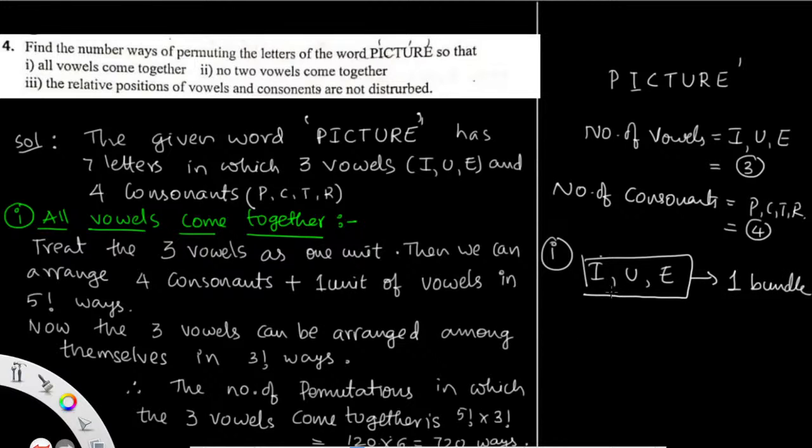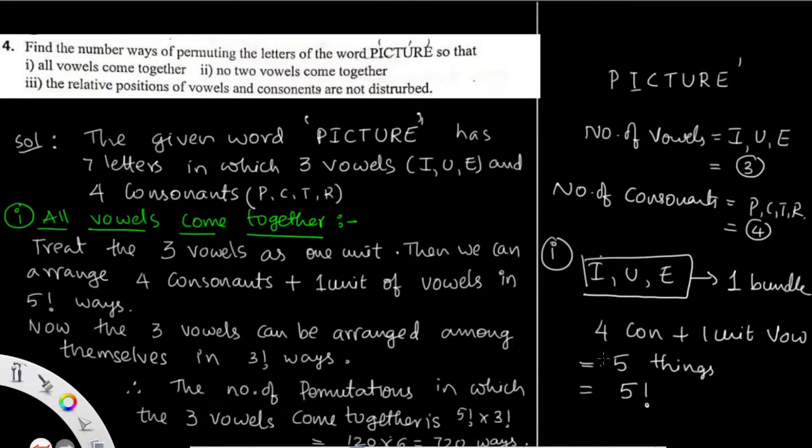Then we have four consonants and one unit of vowels. So the total number of things is five: four consonants and the bundle of I, U, E. Five things can be permuted in 5 factorial ways.